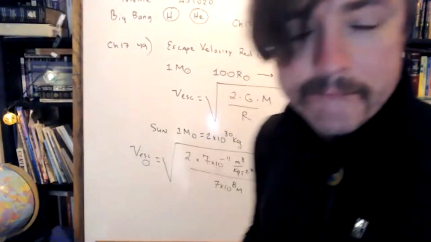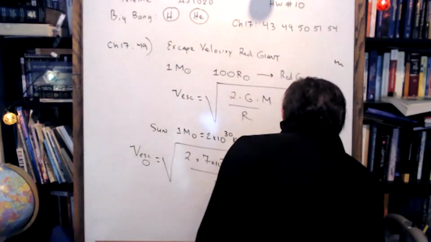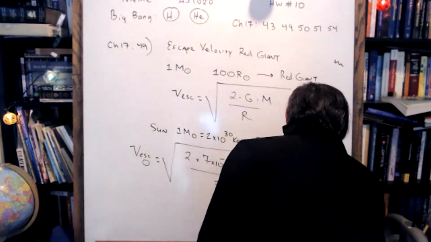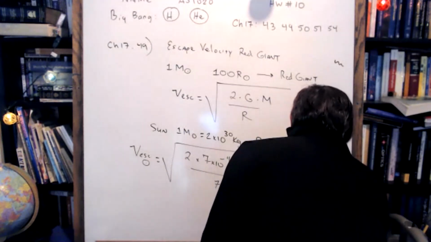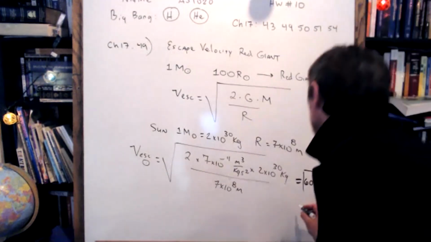Okay. You were correct, Vladimir. So to 1 sig fig, what's my answer? 600,000 meters per second. What would that be in kilometers per second? Like 600 kilometers per second. Good.